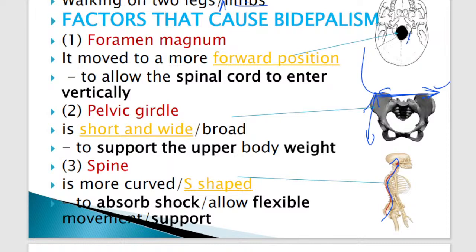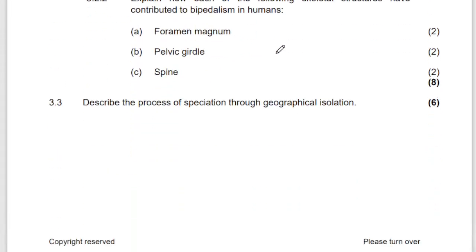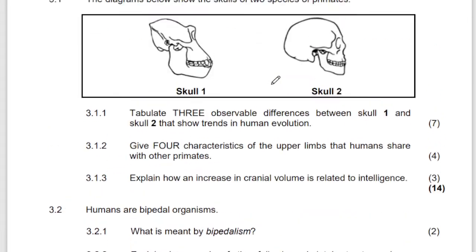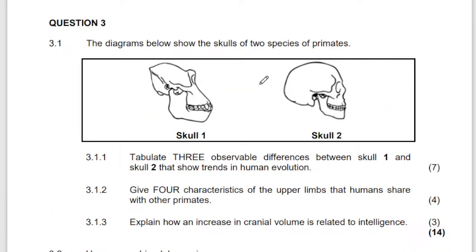The position of foramen magnum is in a forward position to allow the spine to connect vertically. I think I was clear there. I explained it very well. And then lastly, they're saying to describe the process of speciation. I think that is it.